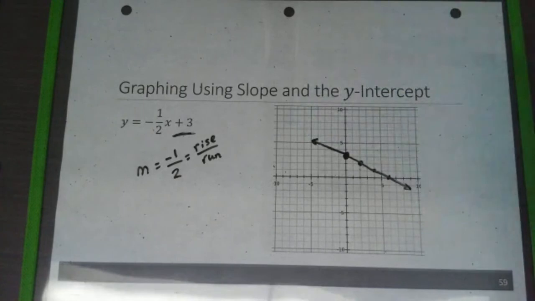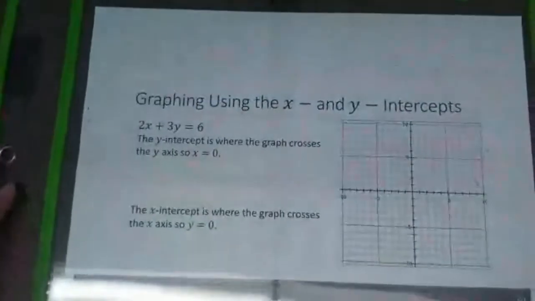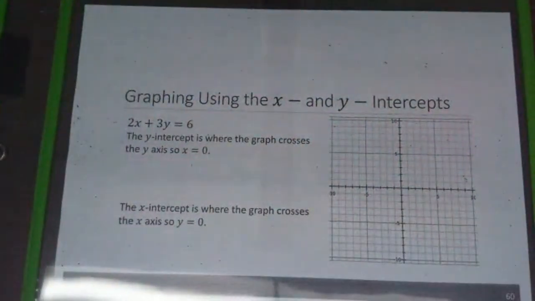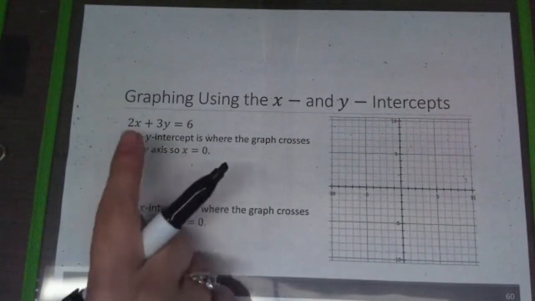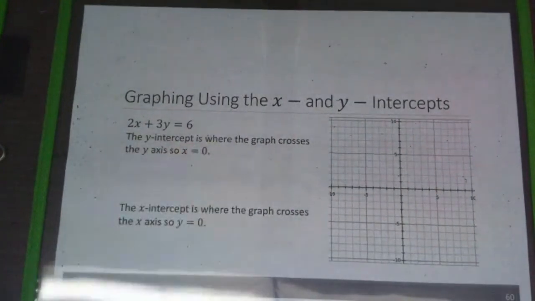So slope and y-intercept can be a really useful way to graph, and it tends to be pretty quick. But we're not always in slope-intercept form, so it's not always easy to graph this way. Sometimes we are in what is called standard form, where we have some number multiplied by x plus some number multiplied by y equals a number, which isn't quite as user-friendly as the slope-intercept form. When we're in the standard form, it can be helpful to use x and y intercepts.